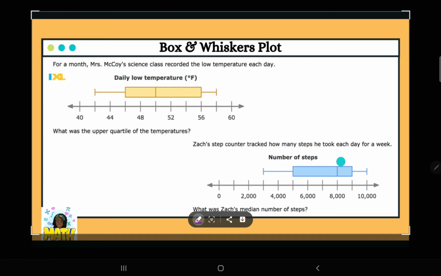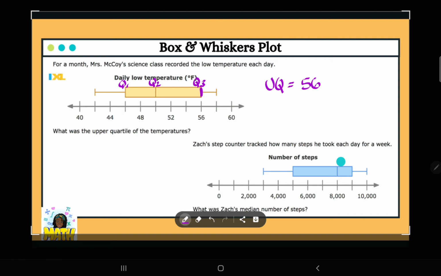For a month, Mrs. McCoy's science class recorded a low temperature each day. What was the upper quartile of the temperatures? So here we have Q1, Q2, Q3. So this here is our upper quartile. So the upper quartile is 56.